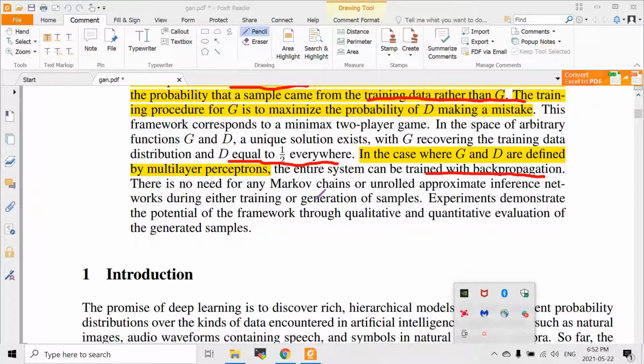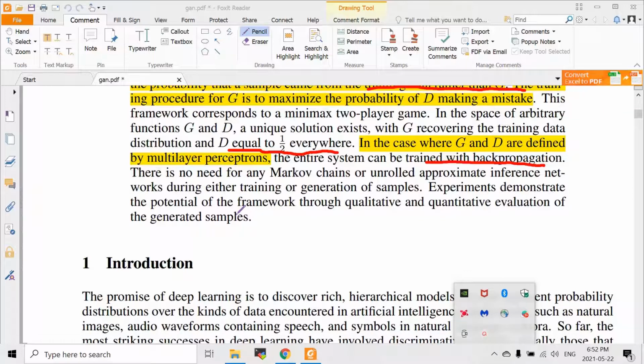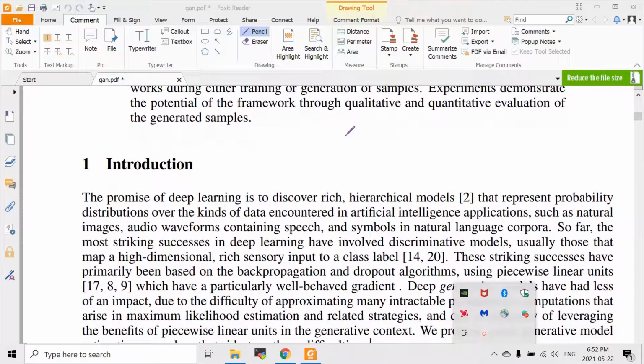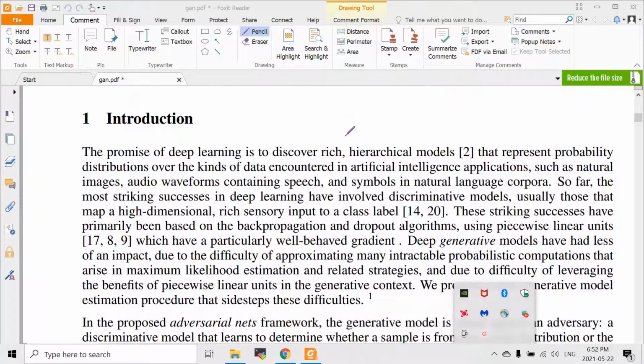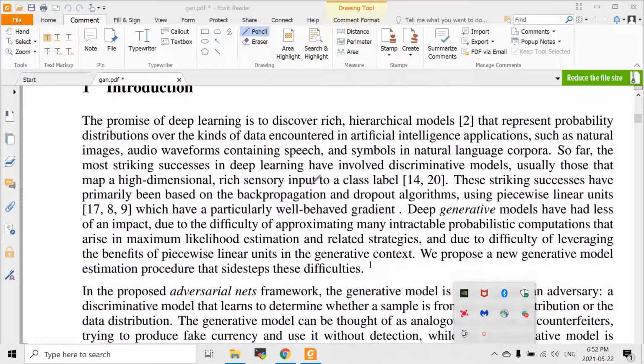In the case where G and D are defined by multi-layer perceptrons, the entire system can be trained with backpropagation. What they are trying to say is that we're not using Markov chains, we're not using complicated inference methods. What we are doing is we're going to use backpropagation to completely train G and D. And experiments demonstrate the potential of the framework through qualitative and quantitative evaluation of the generated samples. The promise of deep learning is to discover rich, hierarchical models that represent probability distributions over the kinds of data encountered in artificial intelligence applications.